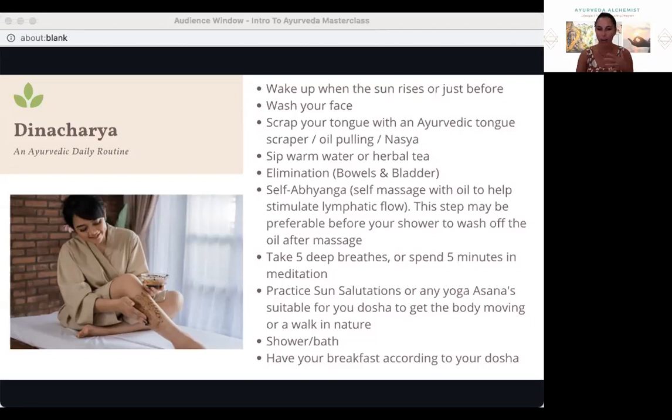We're constantly running around doing so many things, so we're always in that sympathetic state. We really need to make time in our routine to get into that parasympathetic state. And I think if you can do 5 minutes in the morning, it's just an amazing way to start your day. So taking those 5 deep breaths or the 5 minutes is perfect.